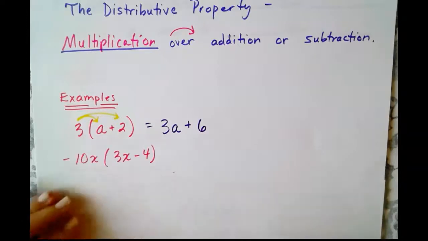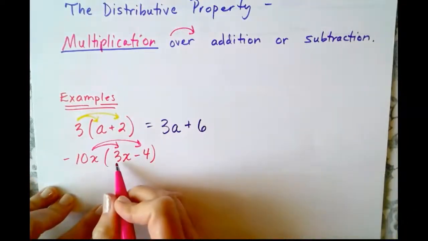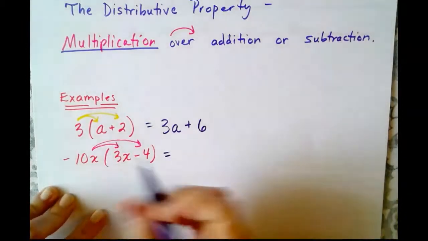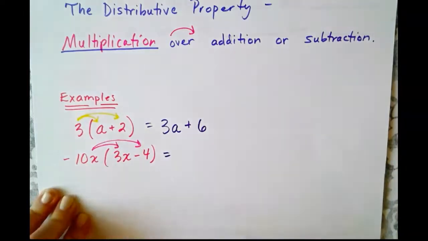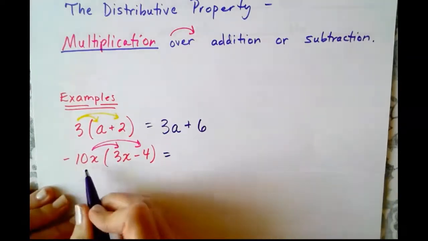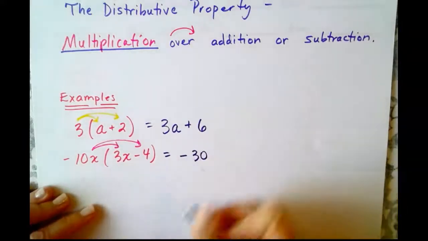Next, we have a negative 10x up front. And the negative 10x is what's being distributed to the quantity 3x minus 4. So we're going to be multiplying over addition or subtraction. So remember, pay attention to the signs here. These signs are going to change because we're multiplying by a negative out front. Negative 10 times positive 3 is negative 30.